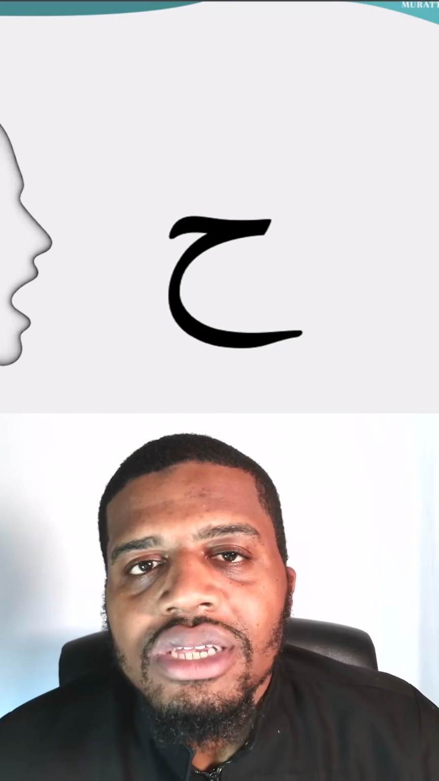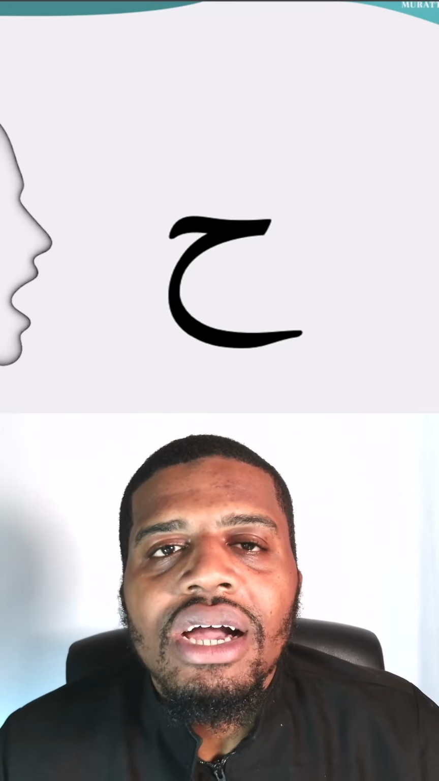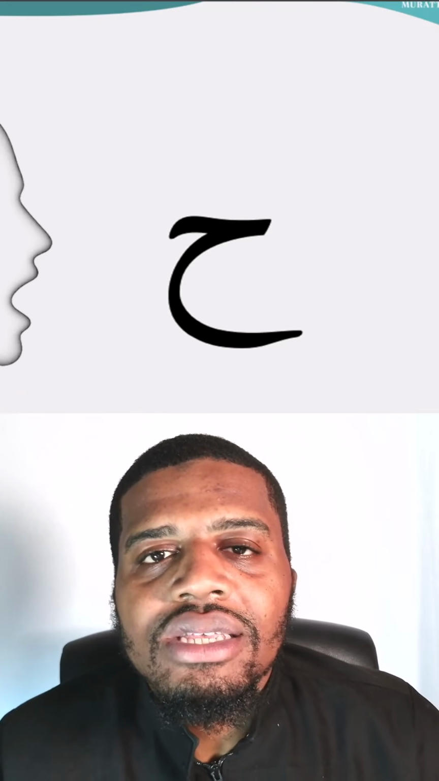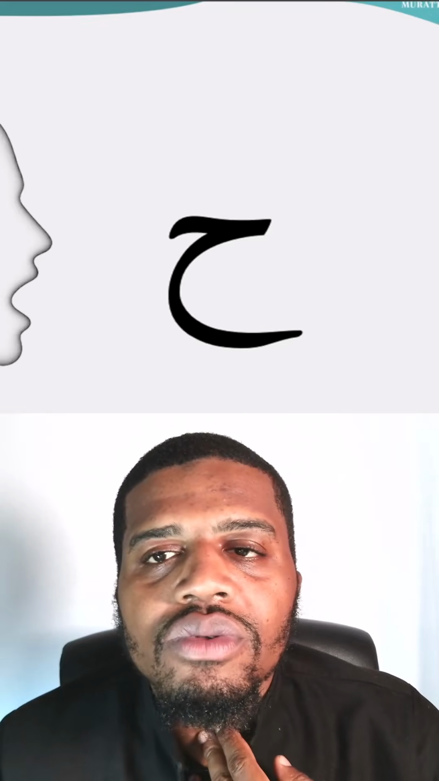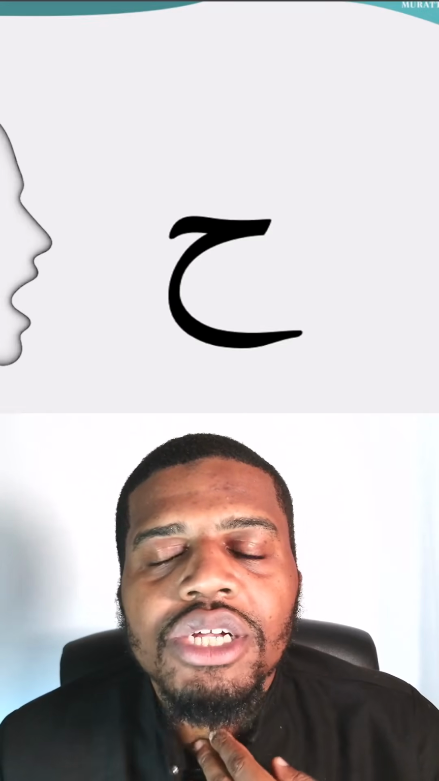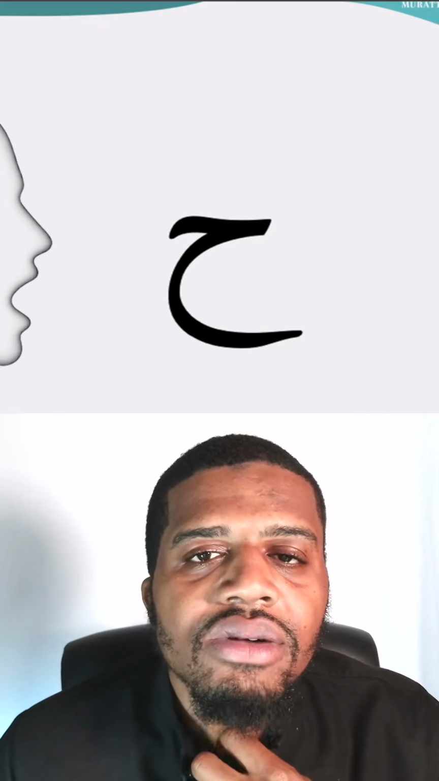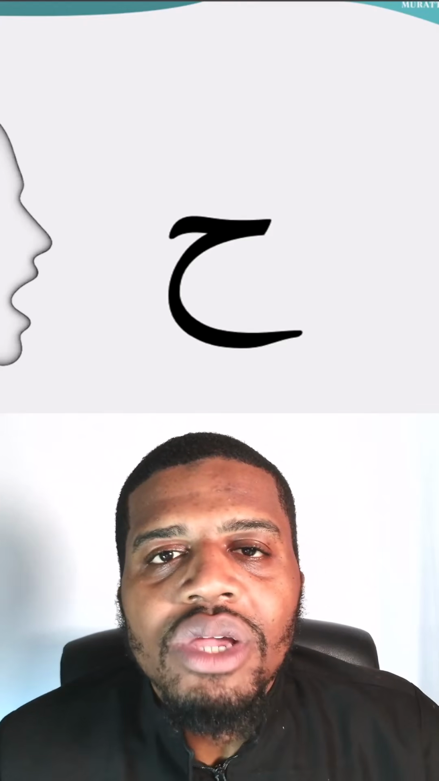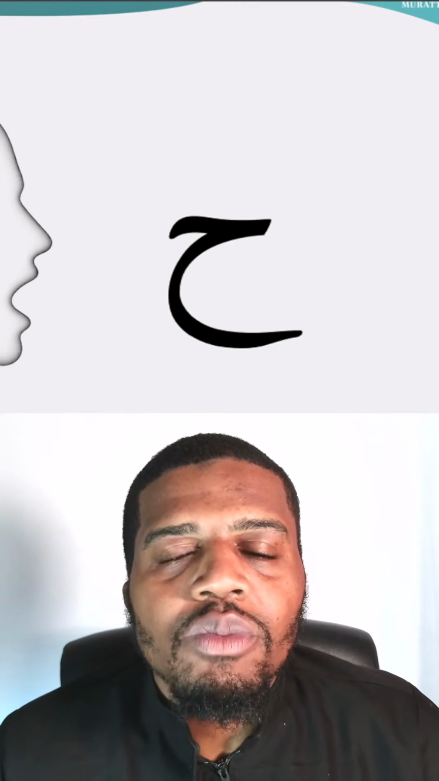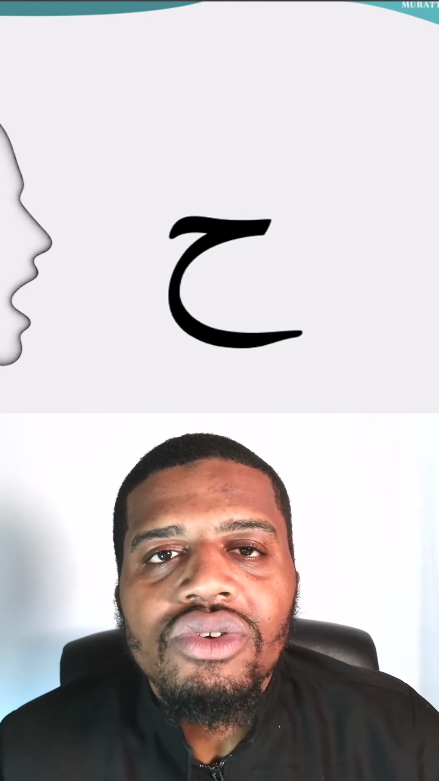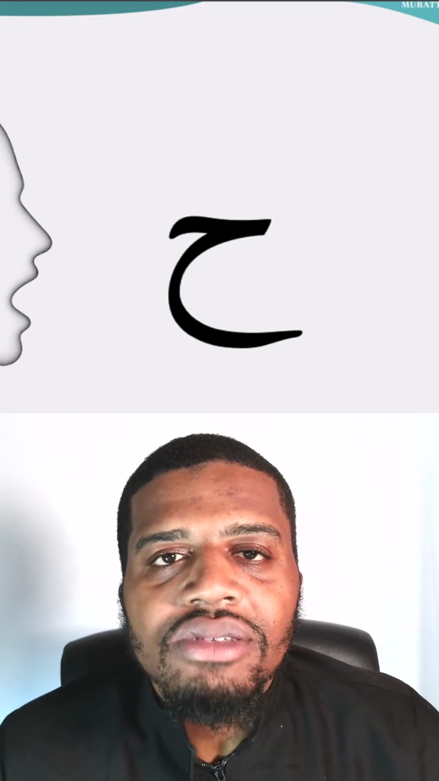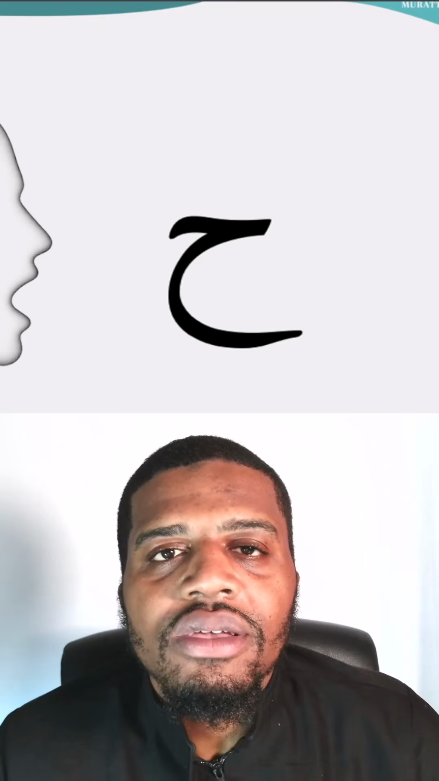So what is the articulation point for the letter ha? Ha is a letter that comes from the middle of the throat. It comes from the same articulation point as ayn. Okay. Now the issue we have with ha is that a lot of people mix it up with the letter ha. Okay. Ha and ha are two different letters, even though they sound similar.